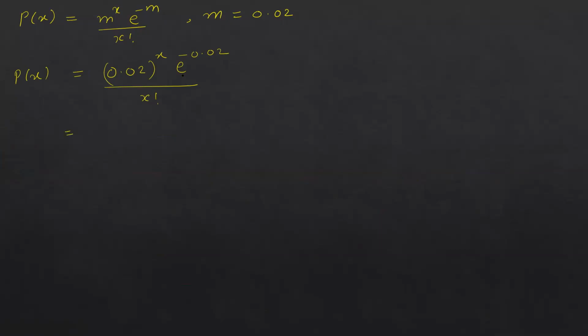Now to simplify this further, I will calculate and write the value of e power minus 0.02. So e power minus 0.02 is 0.9802. This is the value of e power minus 0.02. If you just calculate it from a calculator, you will get 0.9802. So that value I substituted here. Then we have 0.02 as it is, power x, whole divided by x factorial. So this is p of x. We have got it.